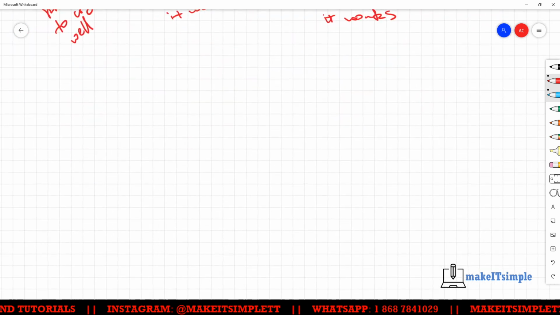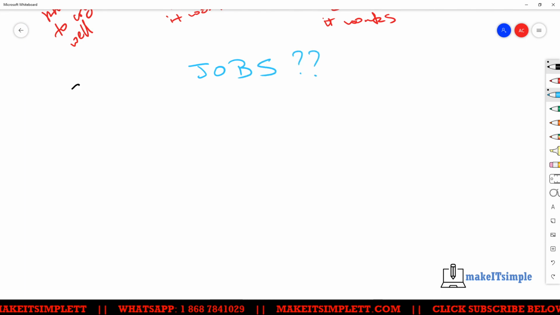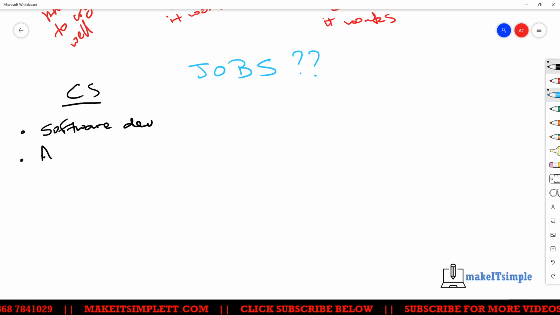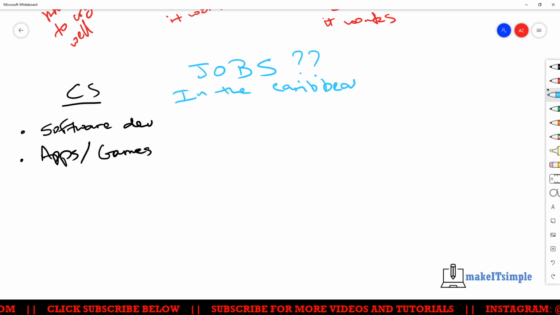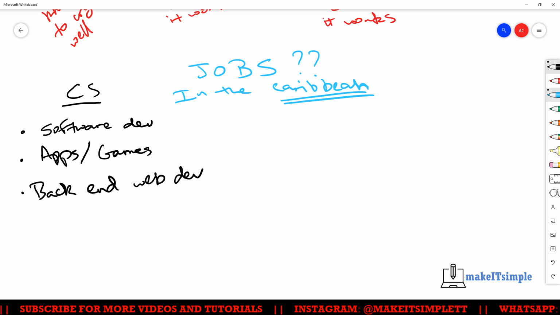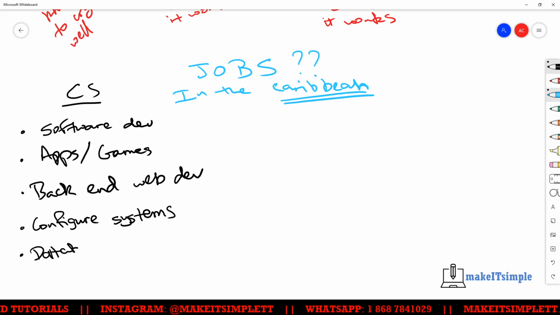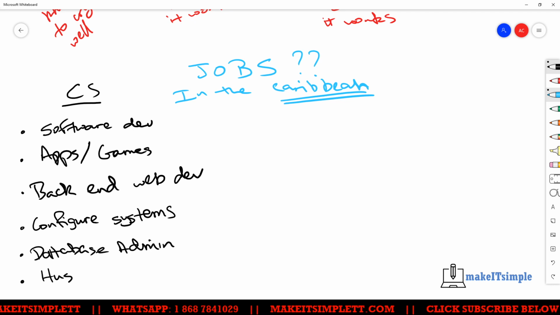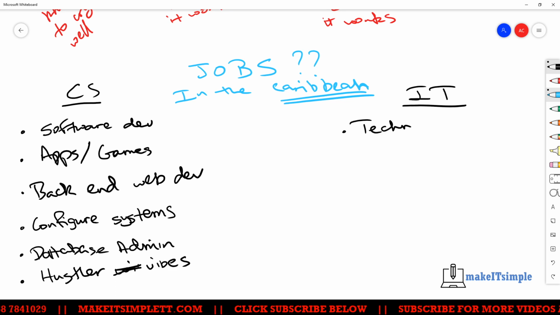So the next thing you have to worry about is jobs, what kind of jobs you will get. Computer science people usually get jobs like writing software, like being a software developer. They try to get into apps and games and stuff like that. Now this is in the Caribbean, I just remembered. In the Caribbean, you do a lot of back-end web development, which is like databases in the background. You configure systems really, really well because you understand how it works, and you do a lot of database administrator stuff when you learn SQL and JavaScript and whatnot. And computer science is generally a kind of hustler, entrepreneurship kind of vibe, right?